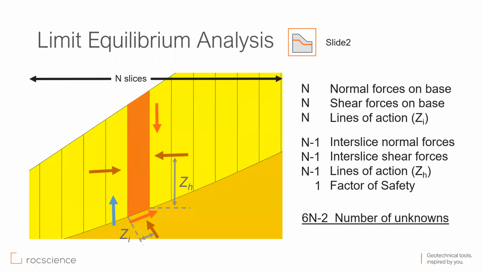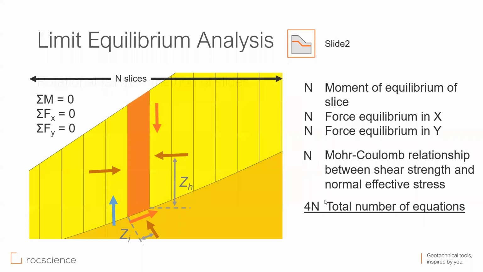As I mentioned, limit equilibrium is a method of slices. So let's say we have n slices. We have several shear and normal forces at the bottom of a slice or inter-slice forces. In general, we have 6n-2 unknown parameters. We have some equilibrium equations as well: moment equilibrium, force equilibrium in x and y direction, and there are some assumptions as well. So basically, we have 4n total number of equations. So you can see that the number of unknowns that we have is more than the number of known equations.